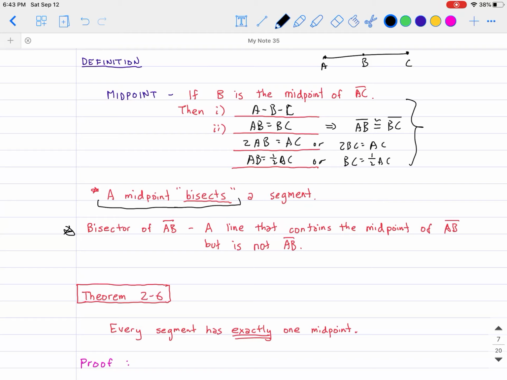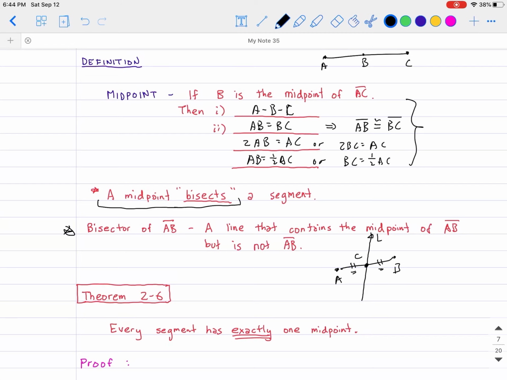Now, the last part of this is that the bisector of AB is a line that contains the midpoint of AB, but is not AB itself. So if I have A over here and B over here, and something bisects it, then that bisector is going to cut AB in half, meaning it contains the midpoint over here, so that these two line segments are equal to each other. And these two little dashes right here indicate that they have the same length.